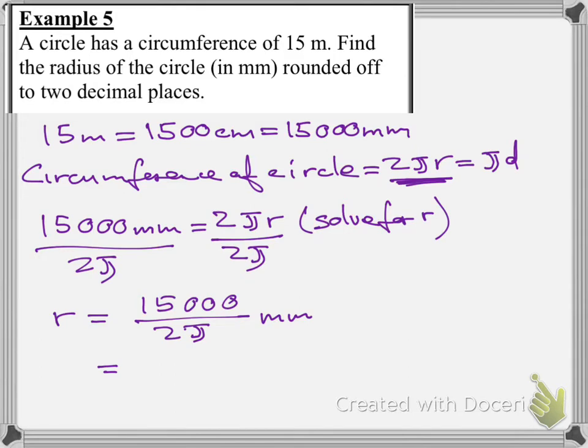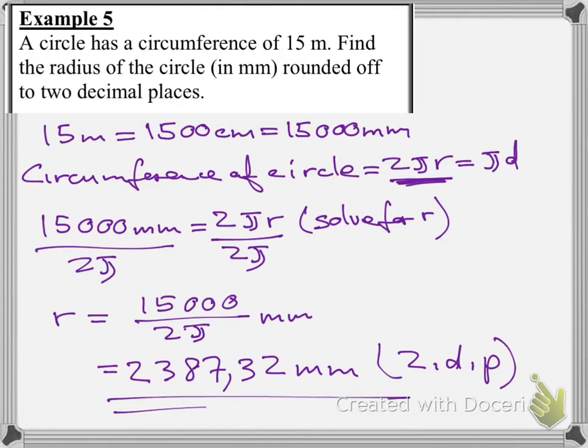So we say 15,000 divided by 2 multiplied by, you say shift pi, which is on your calculator, right? And you get your answer, which is 2,387.32 millimeters. This is to 2 decimal places, right? So there we are. And then we used our knowledge of the formula for circumference of a circle.